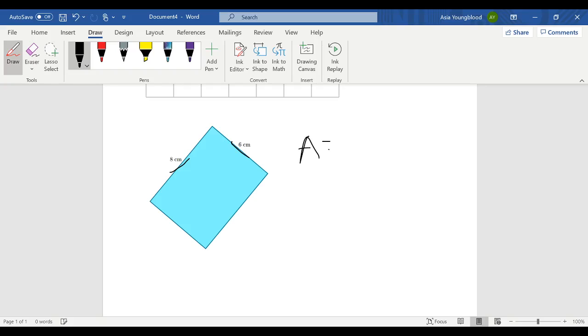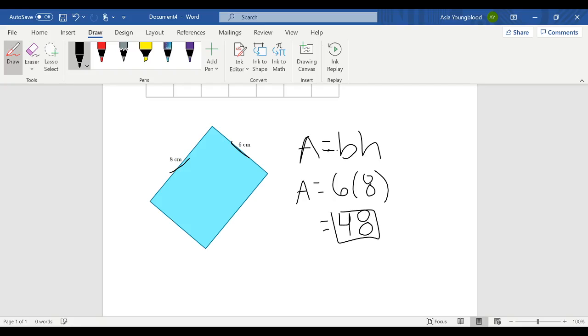Area of a rectangle is base times height. So we're just multiplying the two sides that make a right angle. The 8 and the 6 make the right angle. So we're just doing the area equals 6 times 8, which gets us 48. So the area for this problem should be 48.